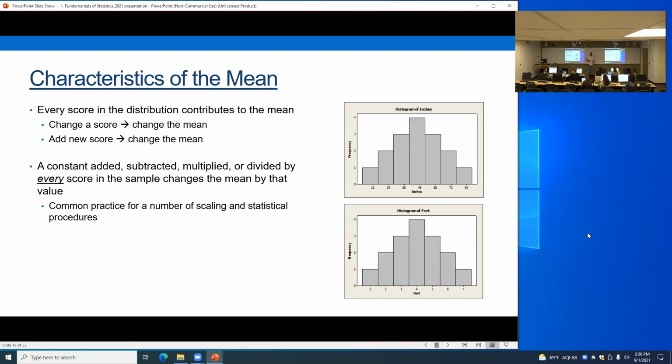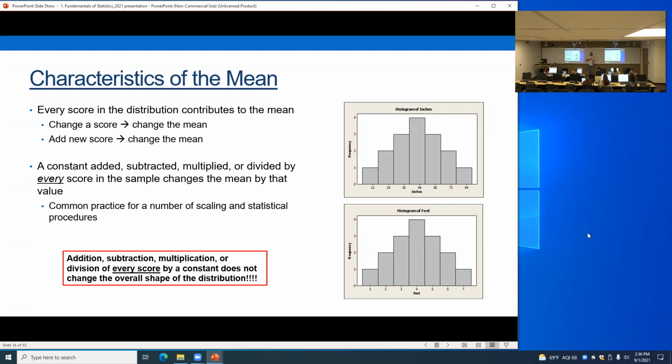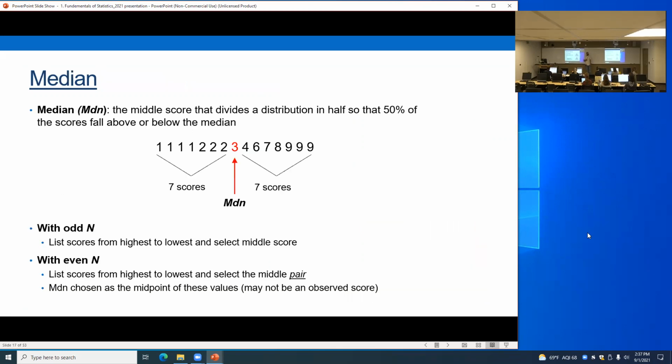All right. So addition, subtraction, multiplication, division of every score doesn't change the overall shape of the distribution. Still the same thing. So we're not transforming anything. I mean, we're transforming it in terms of the scaling, but we're not changing the shape or the order of scores or how far they are apart, anything like that. Any other questions on the mean?